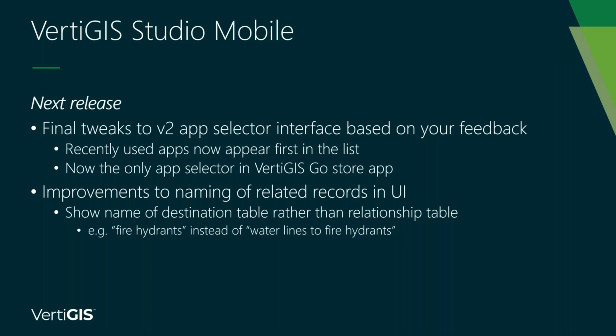We've also done some changes in this version around improvements to the naming of related records in the UI. A couple of you with eagle eyes pointed out, you know, you really should be using the destination table for the name rather than the relationship table, because what you want to see is, say, fire hydrants rather than water lines to fire hydrants. So that is also a change that is coming in this next version of mobile.